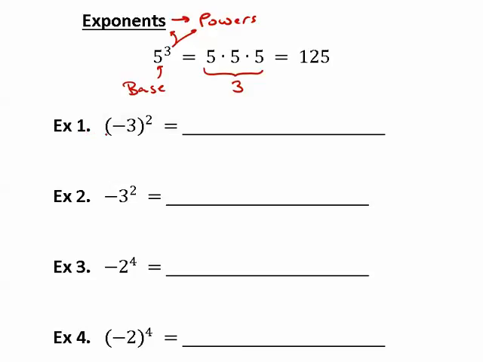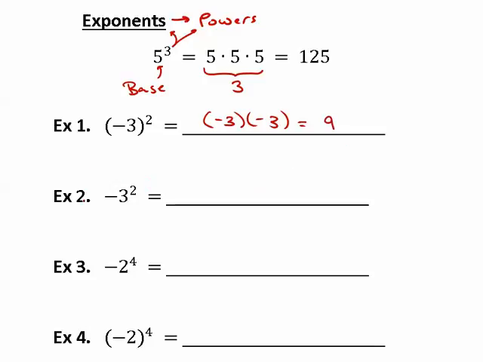So in example 1, notice the parentheses go around the negative and the 3. So the exponent 2 tells us that we have 2 of those negative 3s. And a negative times a negative is a positive, so the result is positive 9.